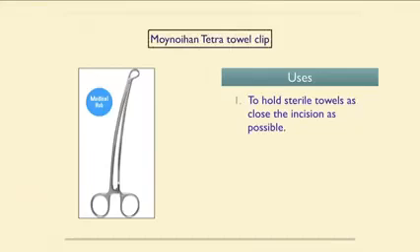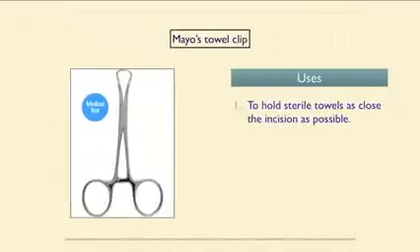Next is Moynihan Tetra towel clip. So it is used to hold sterile towels as close the incision as possible. Next is Mayo's towel clip. So it is used to hold sterile towels as close the incision as possible.